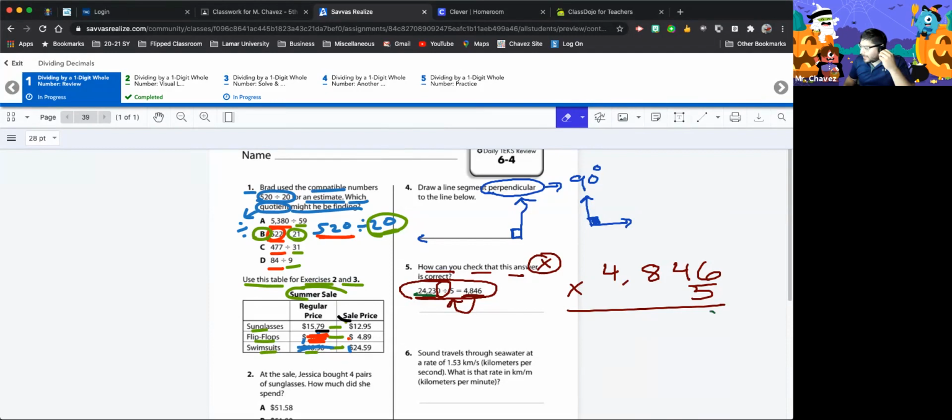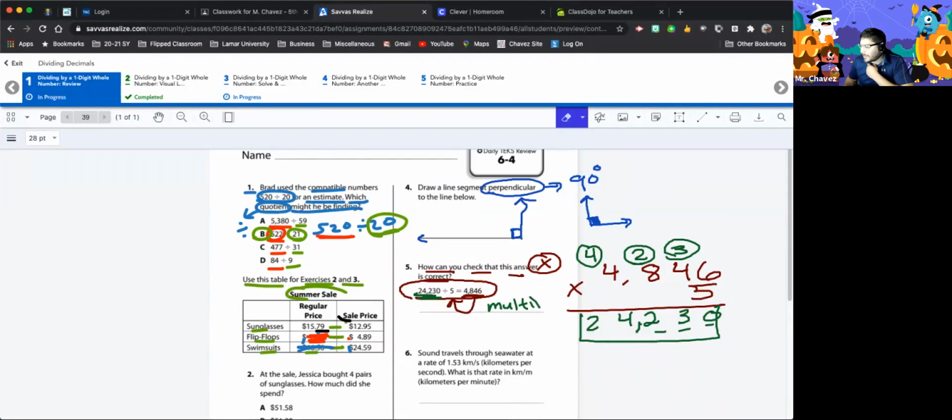So if we do 6 times 5, that's 30. 5 times 4, that's 20. 20 plus 3 is 23. 5 times 8 is 40, plus 2, 42. 5 times 4 is 20, plus 4, 24. So here's what we got. 1, 2, 3, comma. We got 24,230. That's what they have here. And let me go ahead and erase it so y'all can see it. You see how it matches? So this one is correct. We just simply have to multiply. Simple as that.